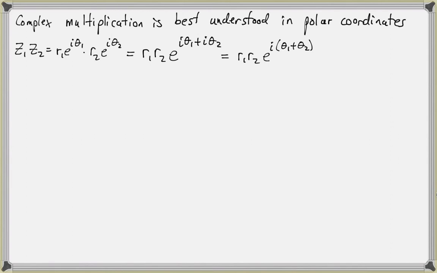And we see that if we multiply z1 times z2, then the radius of the product is going to be r1 times r2. So the radius gets dilated by the factor r2. And then the argument theta 1 is combined with the argument of z2, which is theta 2. And we see that that's going to correspond to a rotation by angle theta 2.